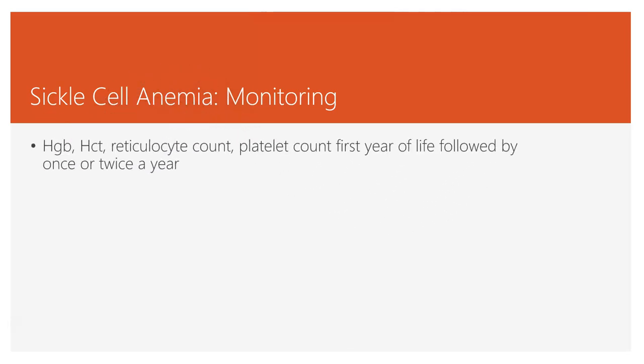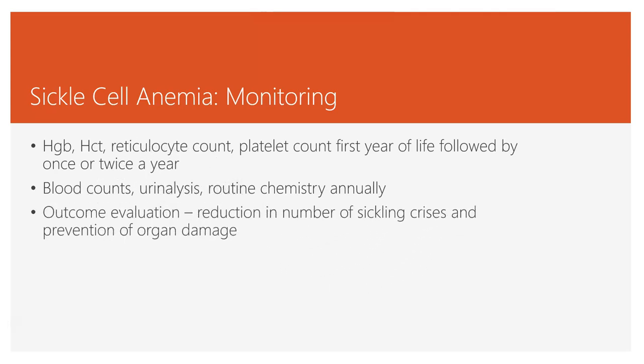They usually have a hemoglobin, hematocrit, reticulocyte count, and platelet count in the first year of life, followed by once or twice a year. Blood counts, urinalysis, and routine chemistries annually. The goal is a reduction in the number of sickling crises, because these patients experience a lot of pain, and we want to prevent organ damage.